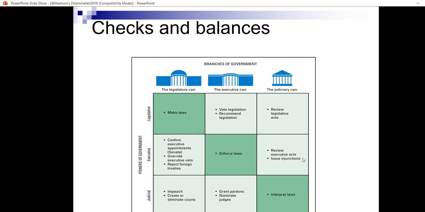So this is just a slide that explains some of the ways that each part of the government can check the other parts. For example, these dark green squares represent separation of powers. The legislative branch makes the law, the executive branch enforces the law, the judicial branch interprets the law. These lighter green explain some checks and balances. For example, Congress can pass a law, but the president can veto that law if he doesn't want it to go into effect.